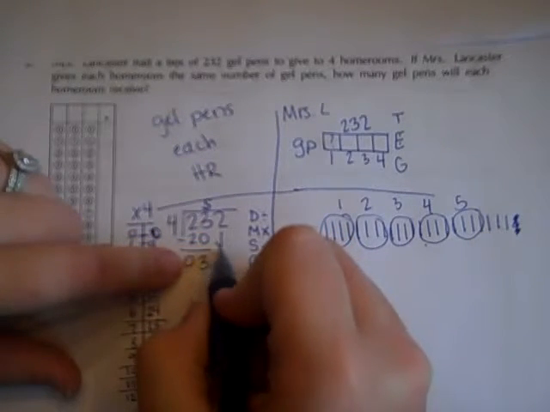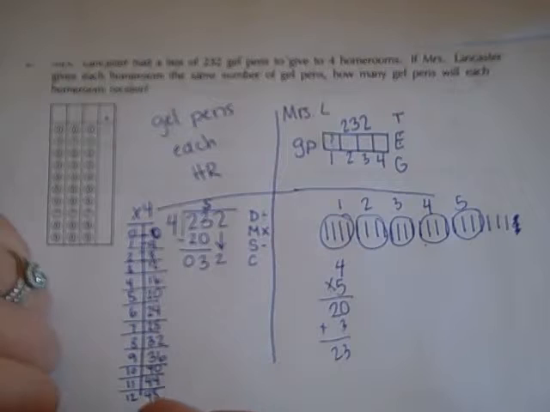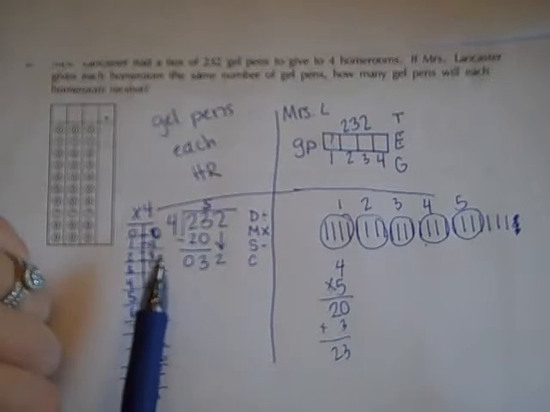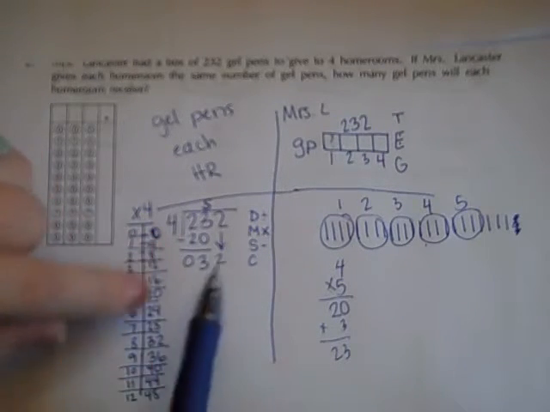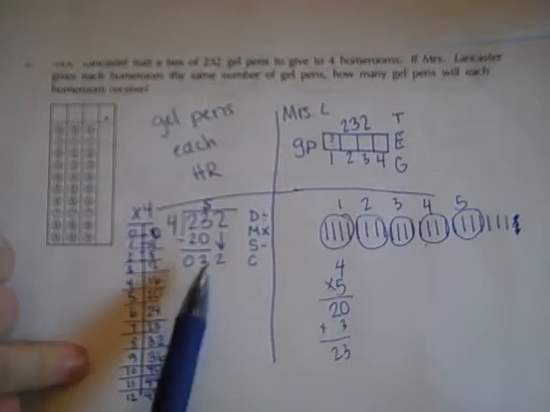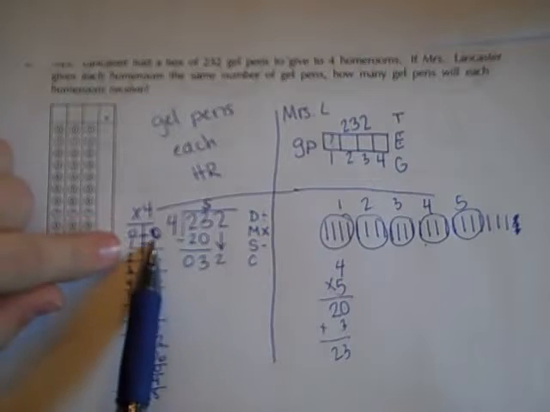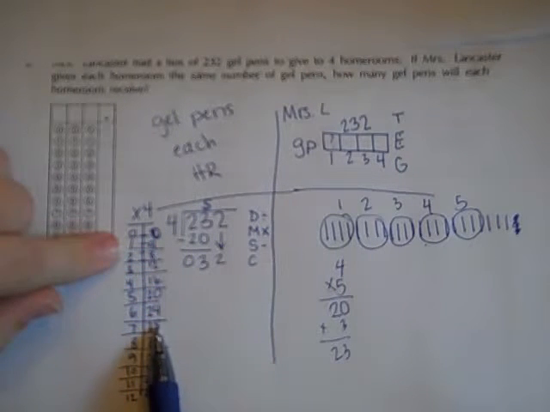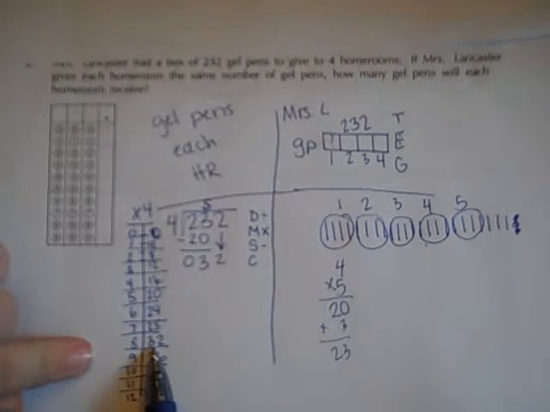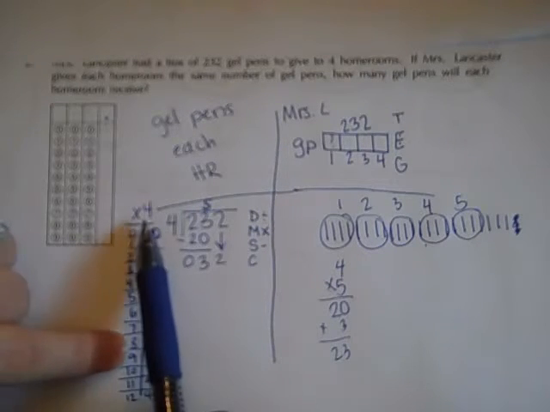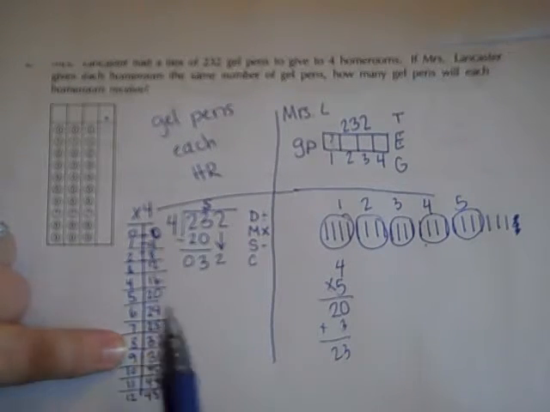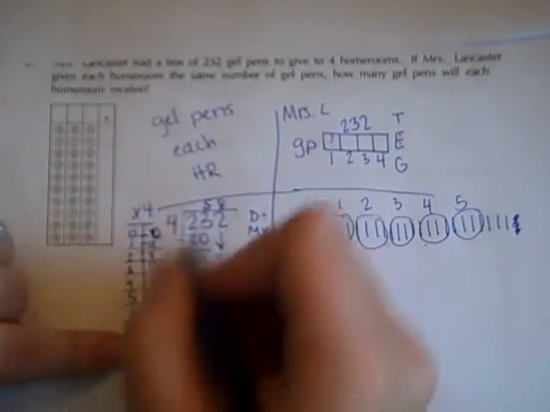Now I need to bring the 2 down. Okay, so now I need to figure out what I can multiply 4 by to get something close to 32. So let's look on this side. What's close to 32? There's 32 right there. So I don't even have to think of what's close to it. So what can I multiply 4 by to equal 32? Well, 8 times 4 equals 32. So that would be 8.